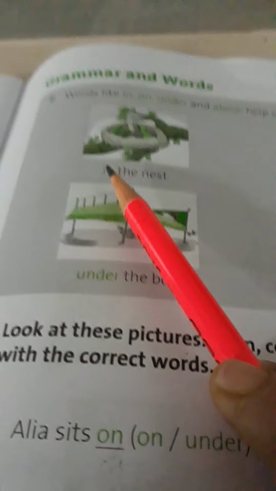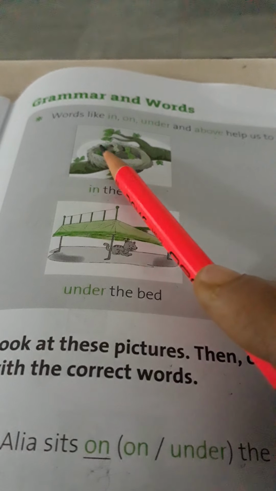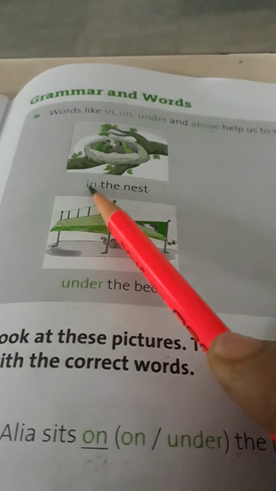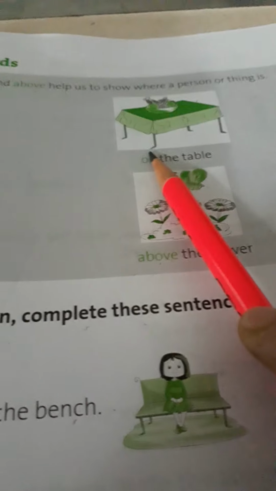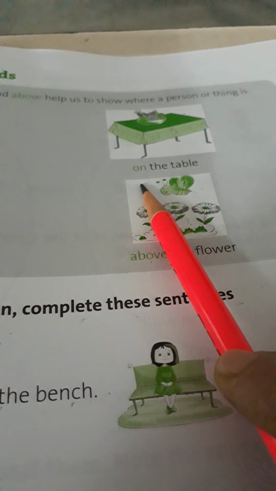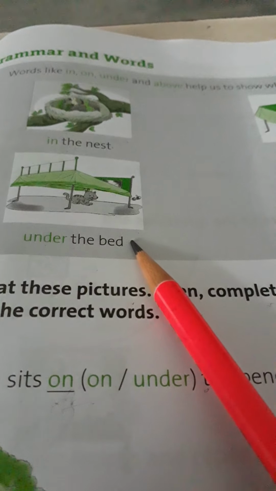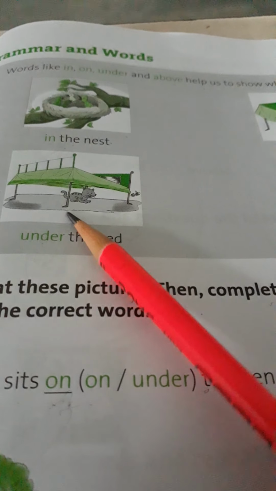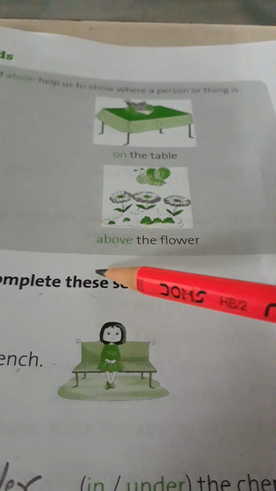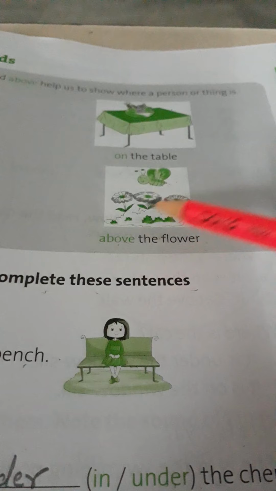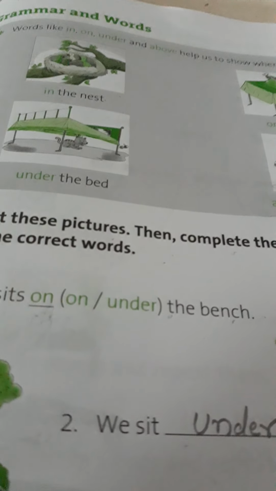In this picture, a nest is given, and birds are also in this nest. So here it is written, in the nest. In is a preposition. On the table, on is a preposition. Under the bed, under is a preposition. You can see here the cat is under the bed. Okay, so under is a preposition. Above the flower, the butterfly is above the flower. So these four are the prepositions and they tell us the position of the noun.